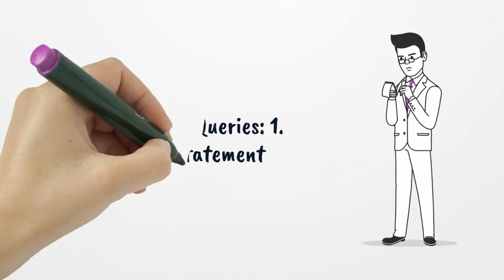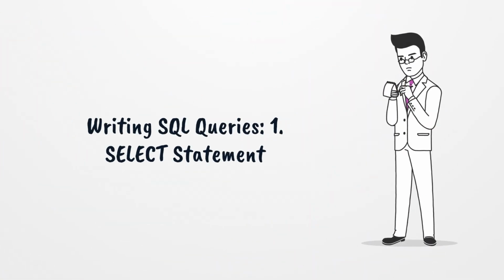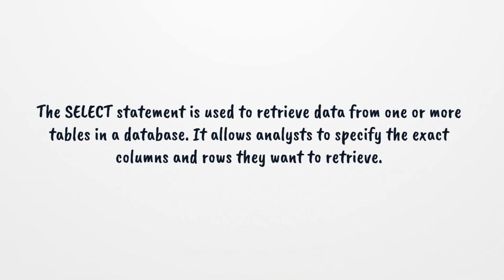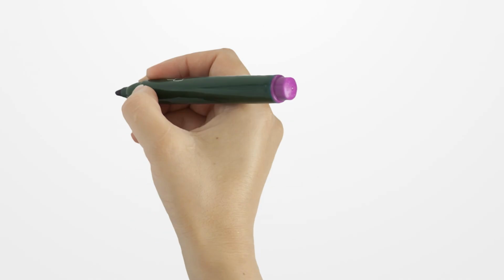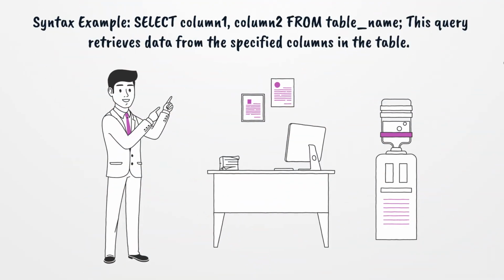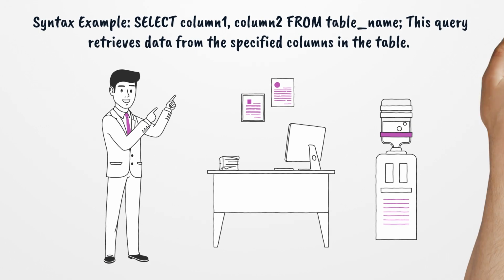Writing SQL queries. Select statement. The select statement is used to retrieve data from one or more tables in a database. It allows analysts to specify the exact columns and rows they want to retrieve. Syntax example. Select column 1, column 2 from table_name. This query retrieves data from the specified columns in the table.